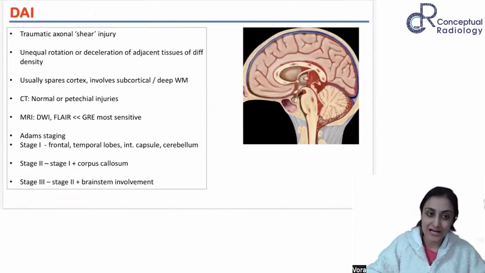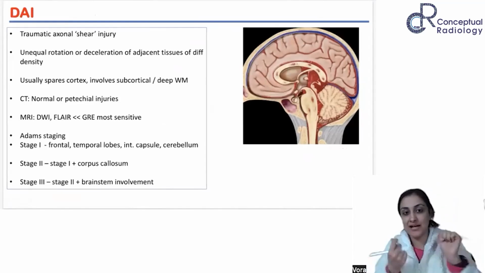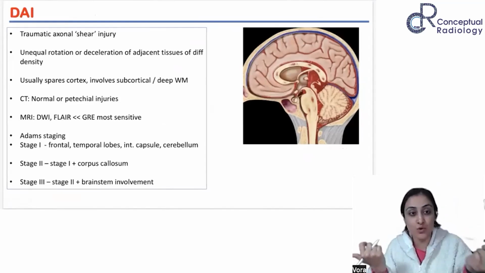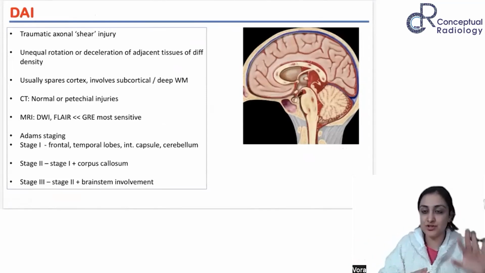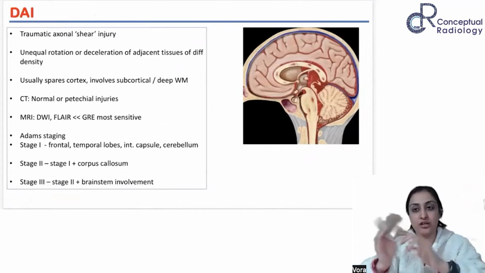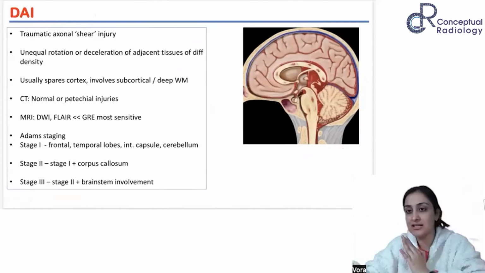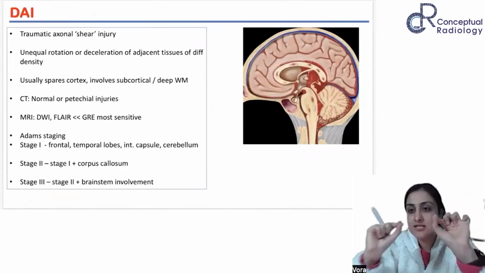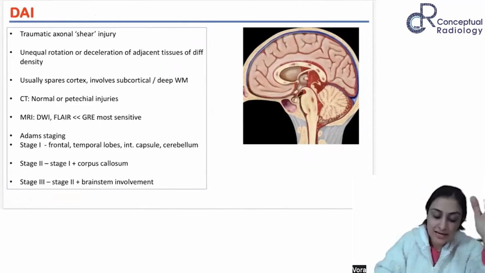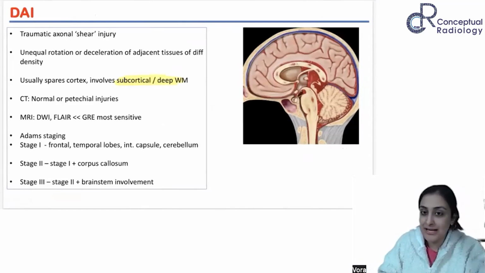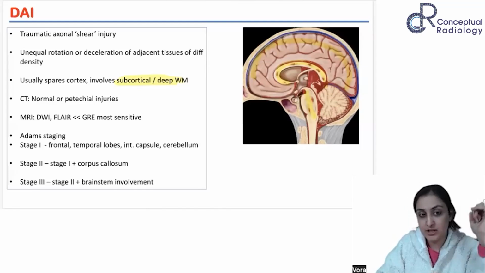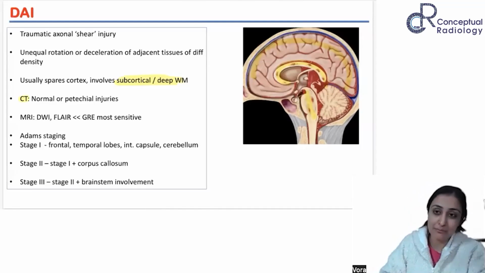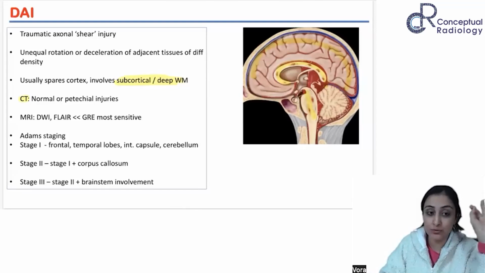Talking about diffuse axonal injury, as the name says, it is axonal shearing, the tearing of the axons, and it happens because of deceleration. The white matter and the gray matter are of different densities. So anytime there is sudden deceleration in high energy trauma, the axons end up getting torn, which results in small micro bleeds. Now it's not the cortex like contusions; it is either the gray white matter junction or deeper into the corpus callosum and the brainstem. On CT, it may be normal, or you can see these small micro bleeds.